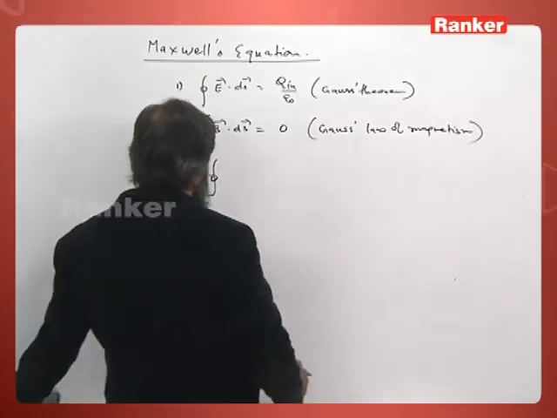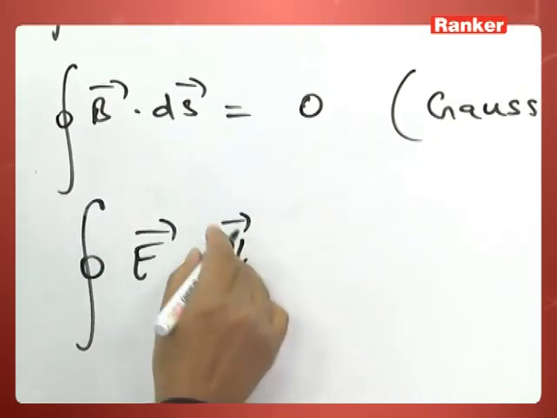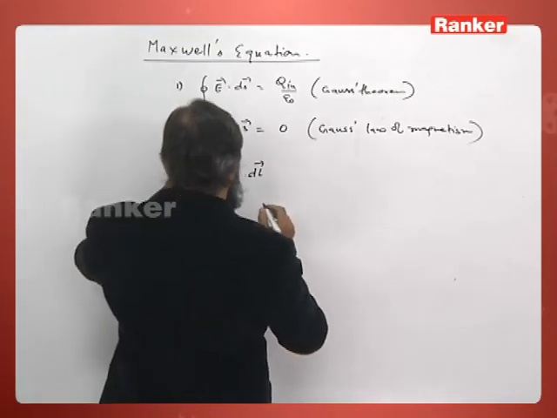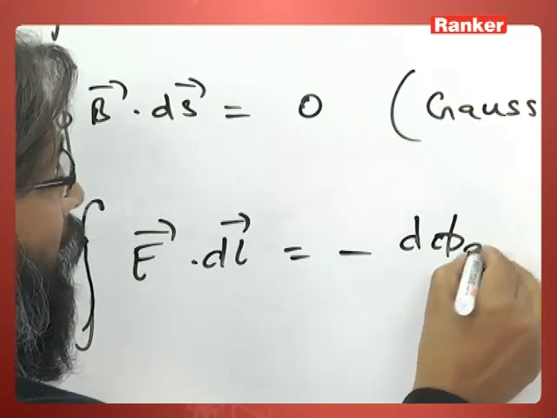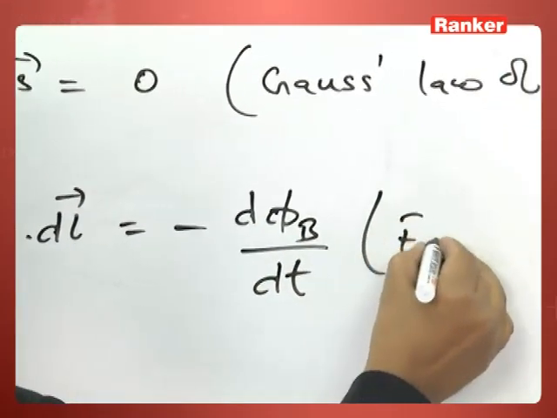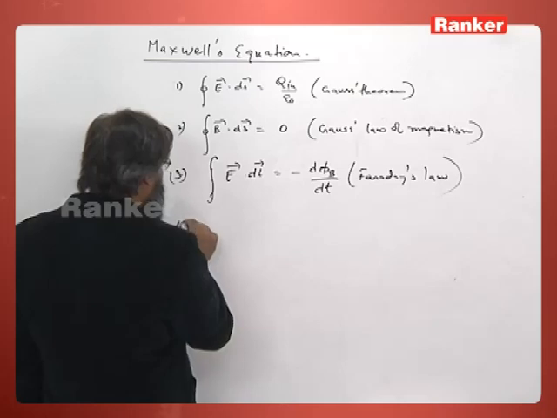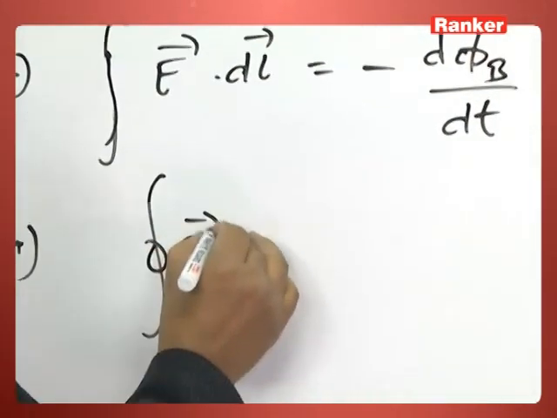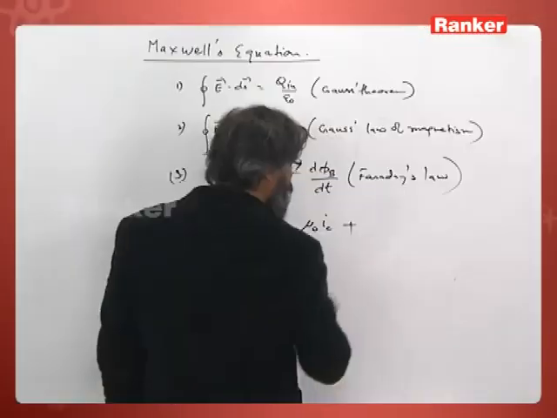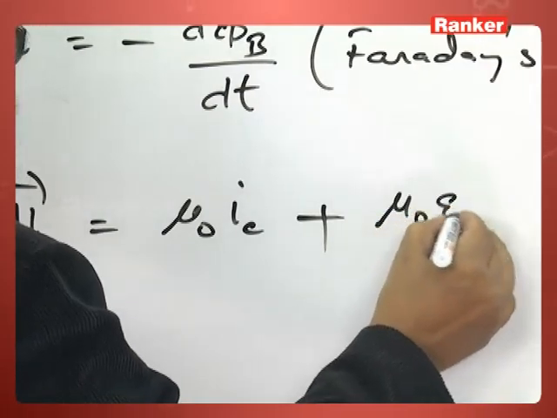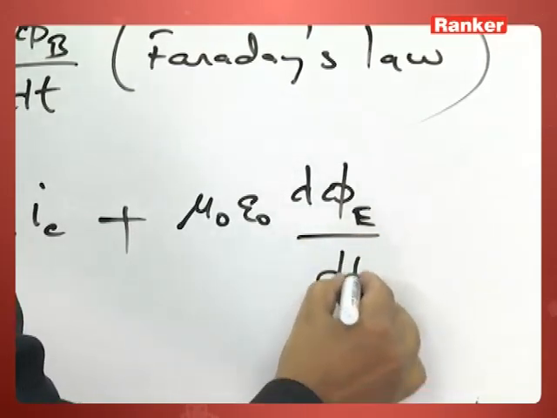Next is Faraday's law, which tells us the integral of E dot dl, that is the EMF induced, around a loop, will be equal to minus d phi B by dt. That is Faraday's law. Next one, Ampere's law itself: the integral of B dot dl is equal to mu naught times I conduction, that is the enclosed conduction current, plus mu naught times epsilon naught d phi E by dt.